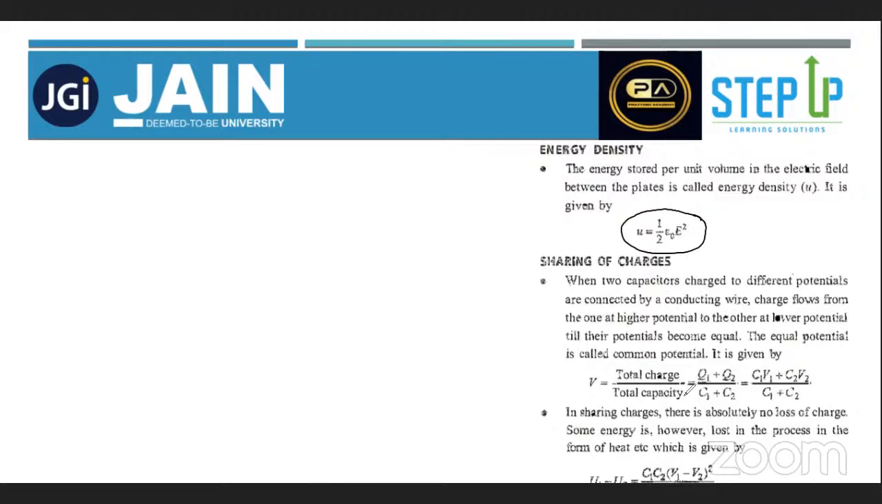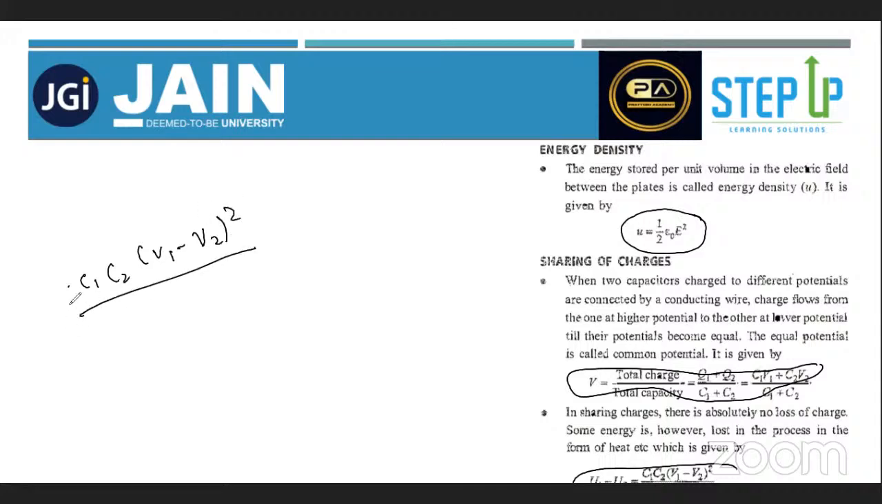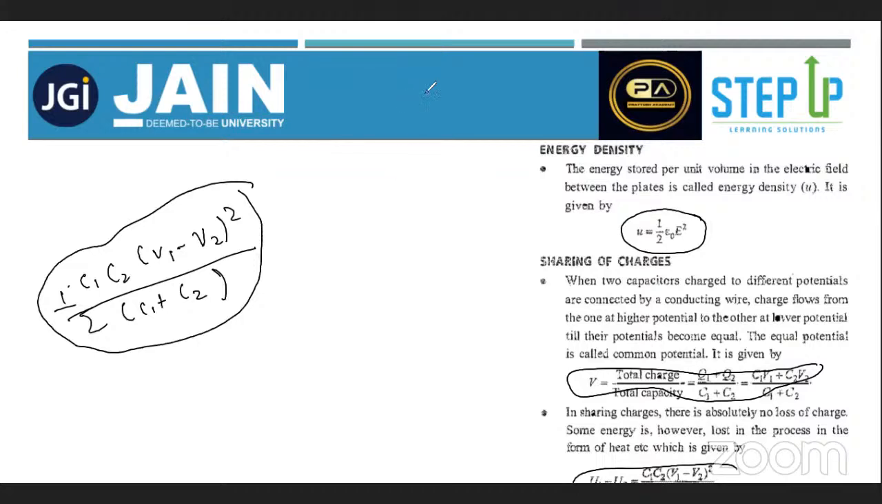Sharing of charges: the common potential can be found using this formula. And the loss of charges is found by using this formula. The formula will be basically loss of energy, half C1 C2 (V1 minus V2) whole square over C1 plus C2, basically from half CV square. This is the loss in a capacitor. This formula is important.